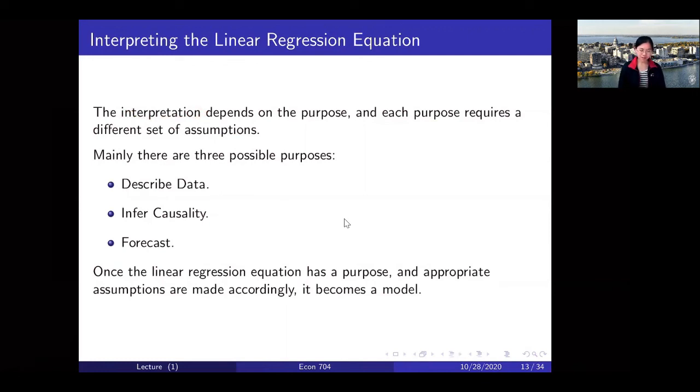What are the main purposes for linear regression equations? What purposes do people usually have in mind when they write down linear regression equations? I summarize three main purposes for writing down the linear regression equation. The first purpose is to describe data. This we call the descriptive purpose.